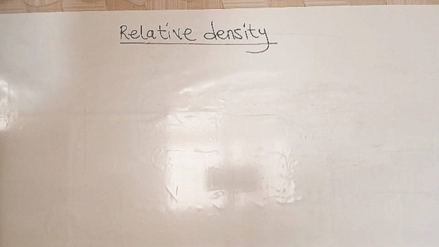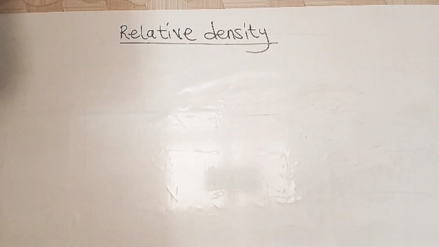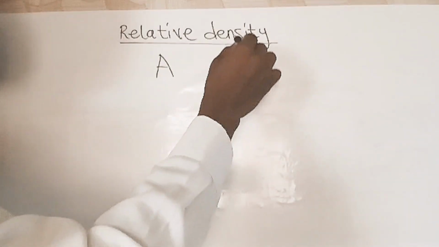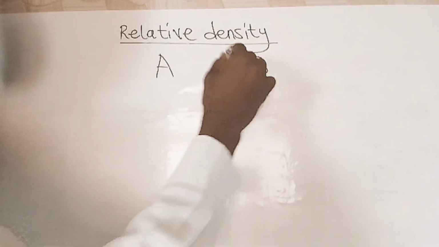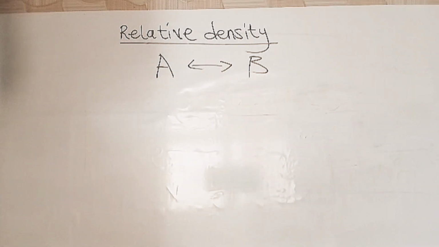In this class, I'm going to take you through relative density. When you talk of relative density, you say it is the density of a material compared to another. So if you have two materials, let's say material A and material B, and you compare their densities, you are taking the relative density of the two materials.